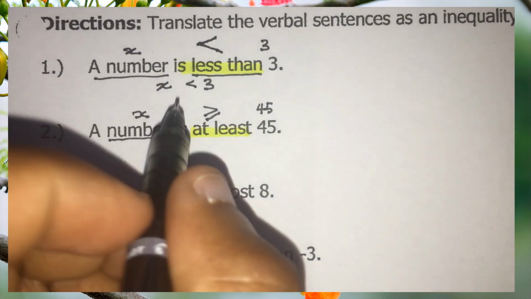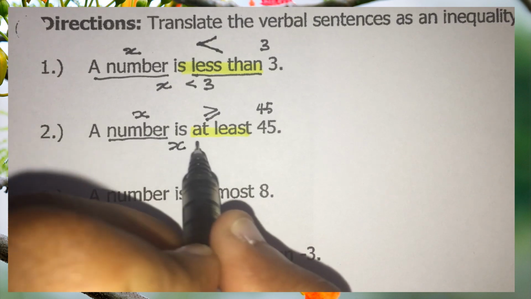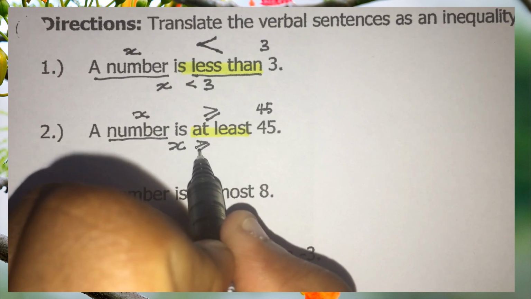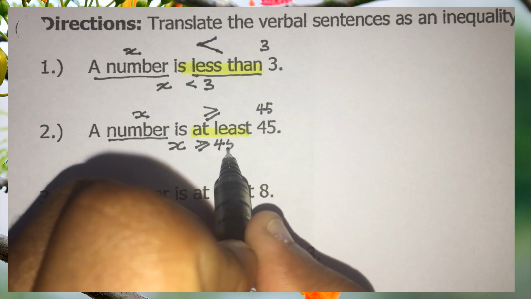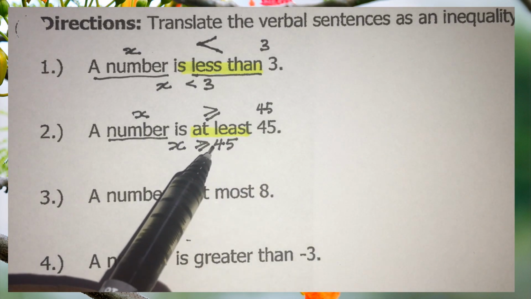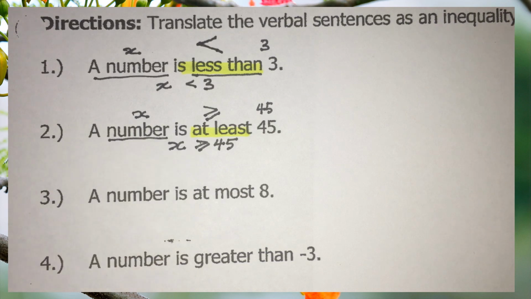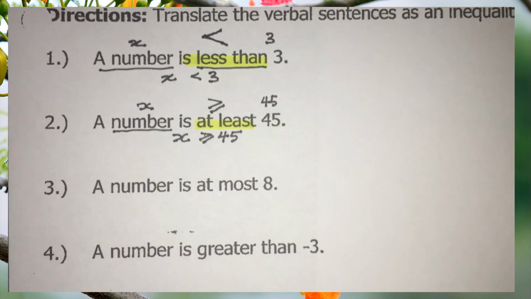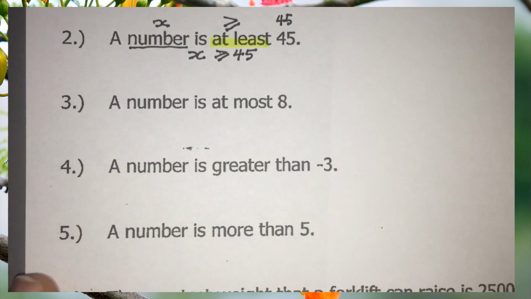So to simplify this, the answer for number 2 would be x is greater than or equal to 45. Or if you're reading it from the right, it's 45 is less than or equal to x. Stay with me. Let's look at number 3.